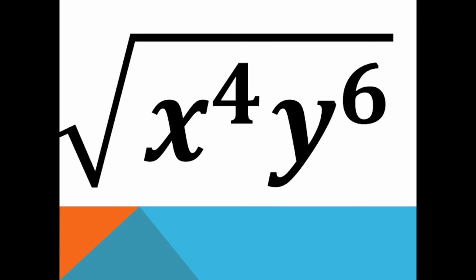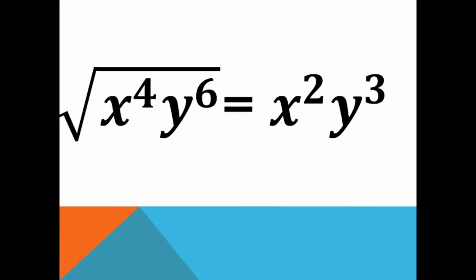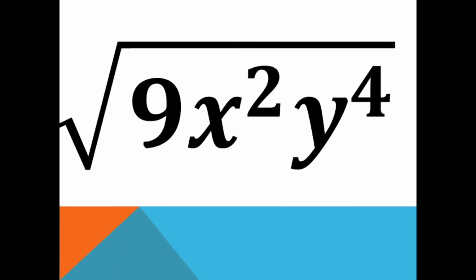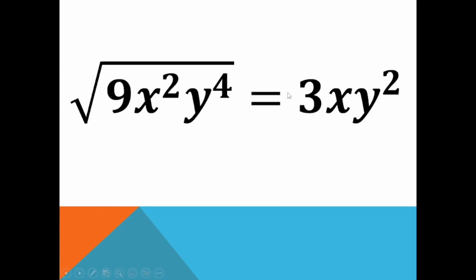Next is square root of x raised to 4, y raised to 6. So, to get the square root of this, we will just divide the exponent. 4 divided by 2 is 2. 6 divided by 2 is 3. So, the answer is x squared, y cubed. Next is square root of 9x squared, y raised to 4. So, get the square root of 9, which is 3. Square root of x squared is x. Square root of y raised to 4 is y squared.